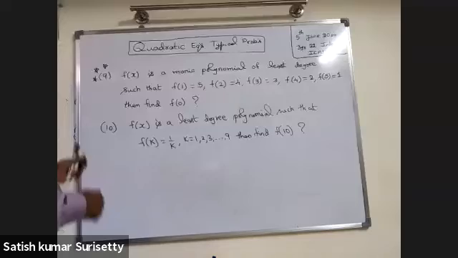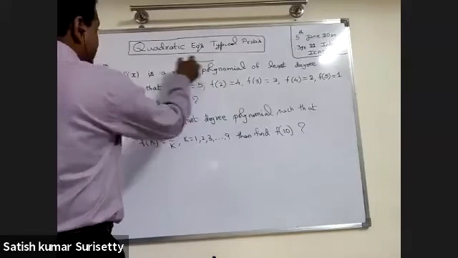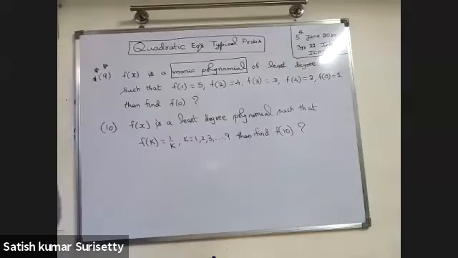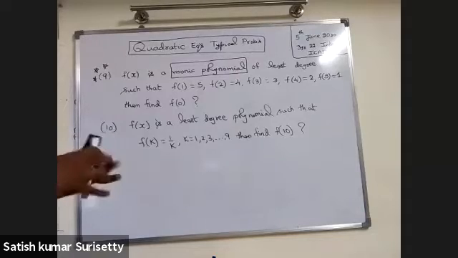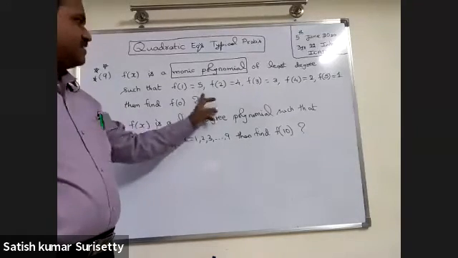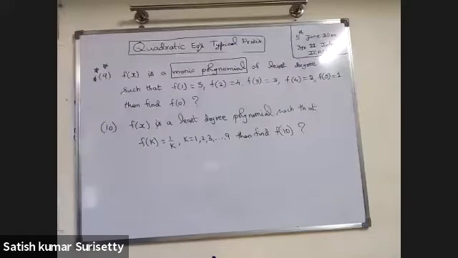f of x is a monic polynomial of least degree. Monic polynomial means the leading coefficient is 1, that means the highest power coefficient must be 1. Such a polynomial is called a monic polynomial. It is given as least degree and satisfying f of 1 equal to 2, f of 2 equal to 4, f of 3 equal to 3, f of 4 equal to 2 and f of 5 equal to 1. Then how to find the value of f of 0?